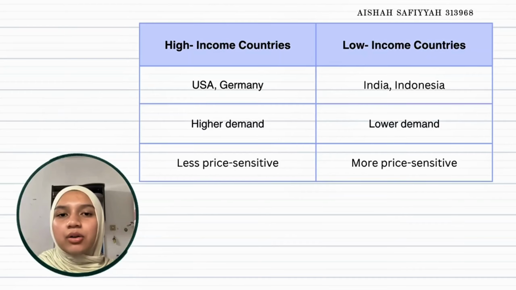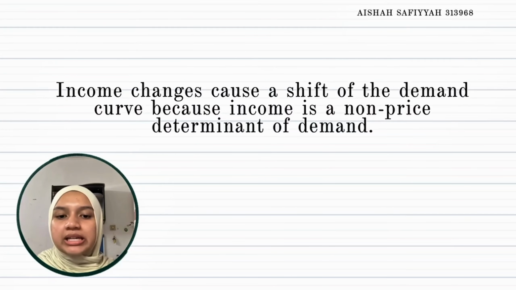In high-income countries like the United States and Germany, the demand for Adidas is higher and consumers are less price sensitive. But in low-income countries like Indonesia or India, consumers tend to be more price sensitive and will opt for cheaper alternatives. So the key takeaway here is, unlike price, changes in income shift the entire demand curve, reflecting a change in overall demand, not just the quantity demanded.